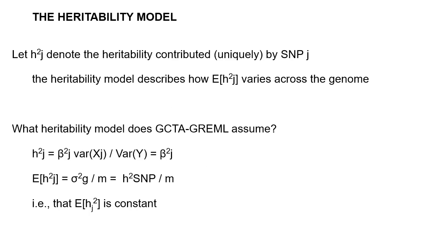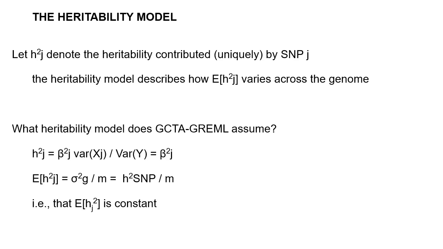I will now explain the heritability model. So a bit more notation. Let h squared j represent the heritability contributed by SNP j. So the total SNP heritability is the sum of all the h squared j's. The heritability model describes our prior expectations about how heritability is distributed across the genome, so it specifies the expected heritability contributed by each SNP.